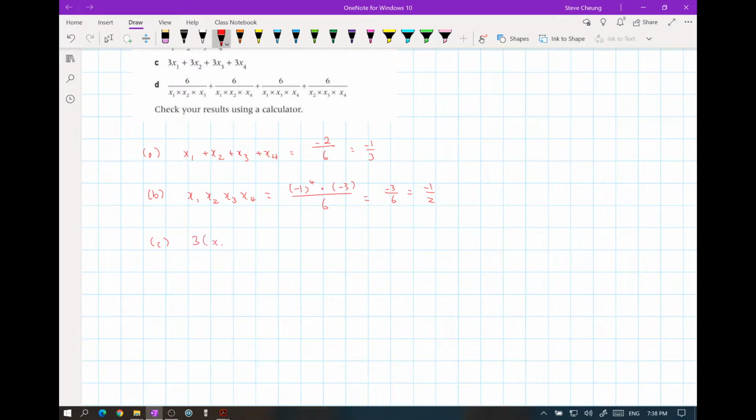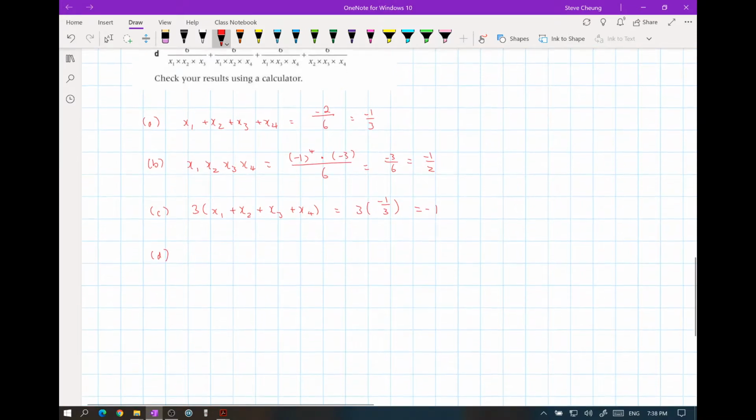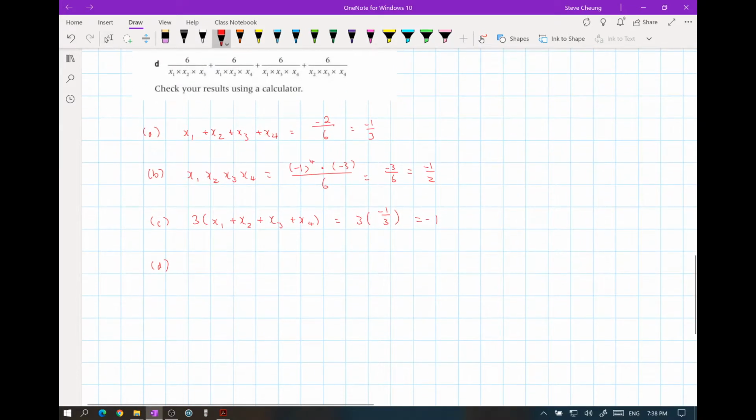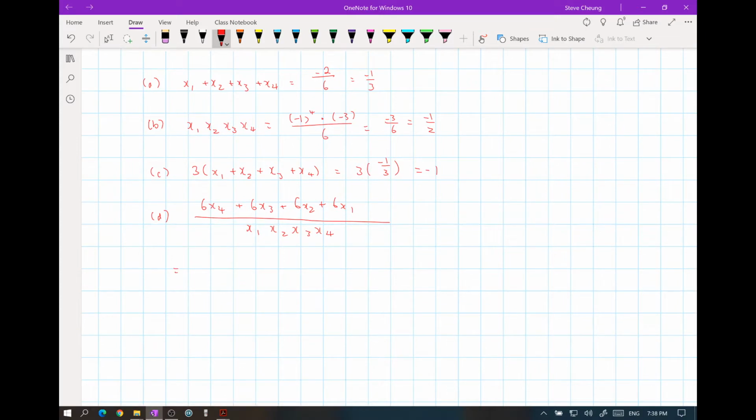So I'm going to be lazy and just factor out this right from the start, which is 3 times part 1, so negative 1. And then D is, okay, I'm now going to skip some steps as well. I'm just going to multiply all the fractions with the missing x, and then add them all together. So it's very similar to the last question. And I'm going to put them all on top of x1, x2, x3, x4. So the top is basically just 6 times the sum. And the bottom, of course, is just the product.